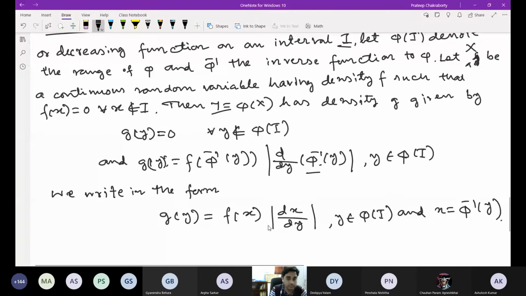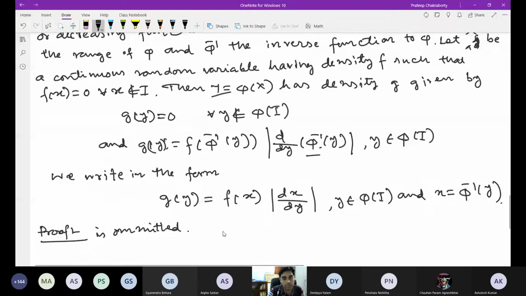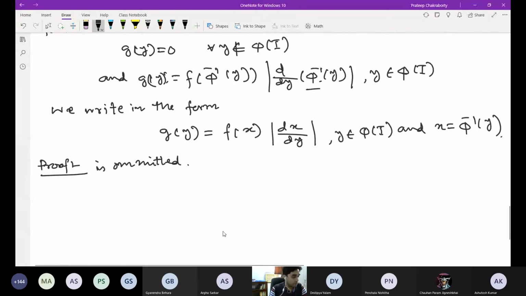Any question? Proof is omitted. In many books, or I think in all the books, the proof is given. If you want, you can see from there. I don't think I have that much time to give the proof. Okay, any questions you have?